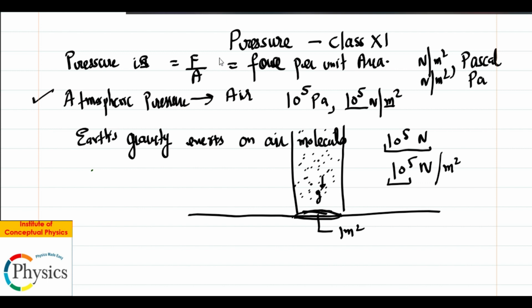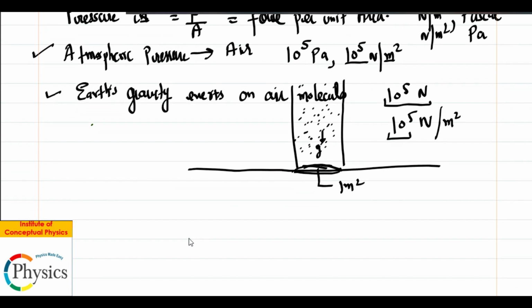The way you measure this is also to be understood. One is, of course, that Earth has gravity. Second, and this is very important, if you want to measure this pressure, you will not have 1 meter square. How do you do that? So what you do is you keep a container and fill this container with a lot of mercury.